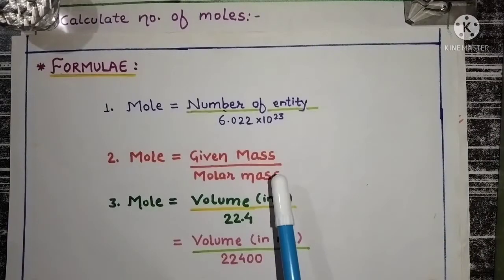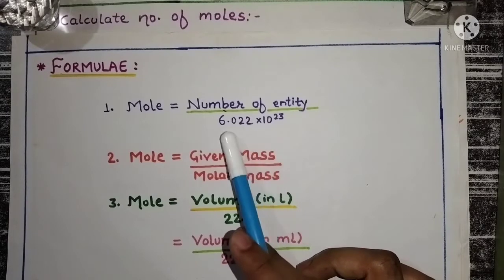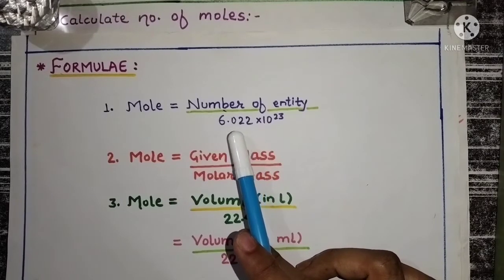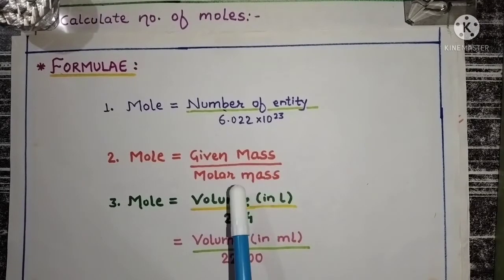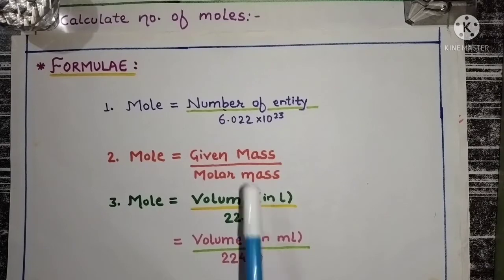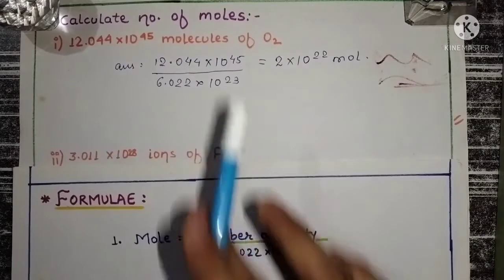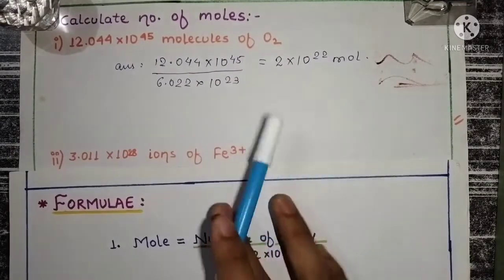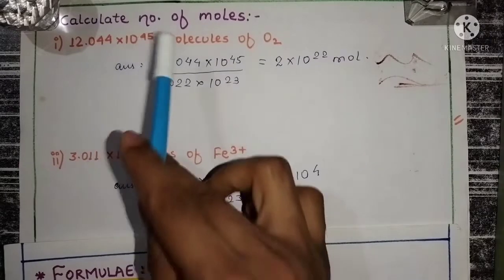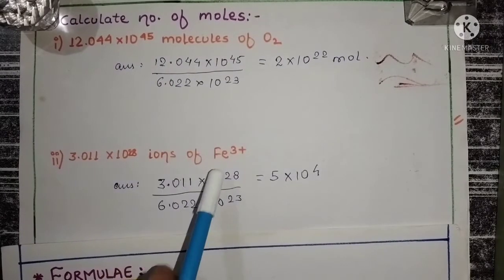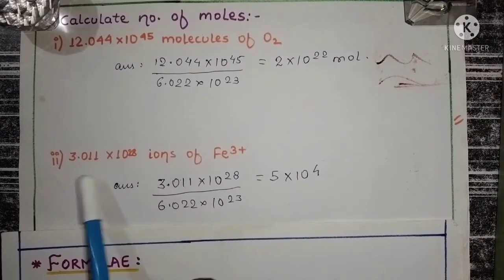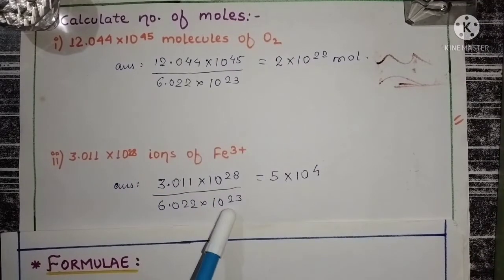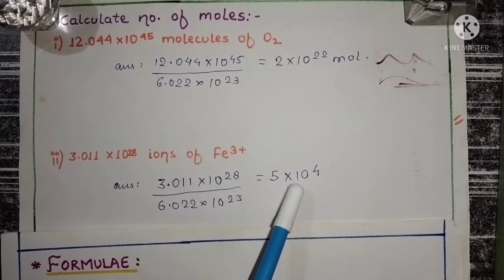In all the 3 cases you can see that the denominator is a constant. In the first one this is the constant, in the second one it is the molar mass of that compound, and in the third one it is also clearly a constant. So the answer comes to this. Now in a second question of a similar type, this number of Fe3+ is given, then simply you put it in the numerator and the denominator, and the answer is 5 into 10 to the power.